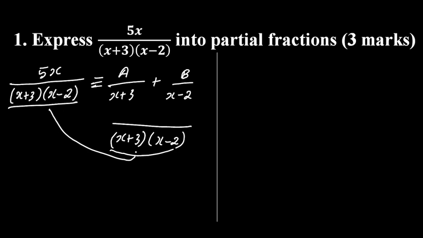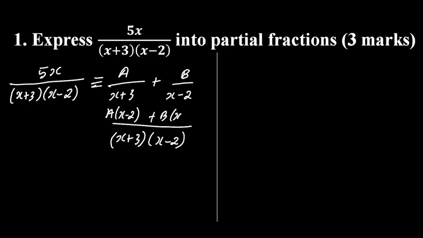Now, if we take the denominator and divide by x plus 3, we are going to have x minus 2. So here we have A into x minus 2. If we do the same thing here, we're going to have B into x plus 3. Now we're going to compare this, because remember, this was 5x divided by (x plus 3)(x minus 2).